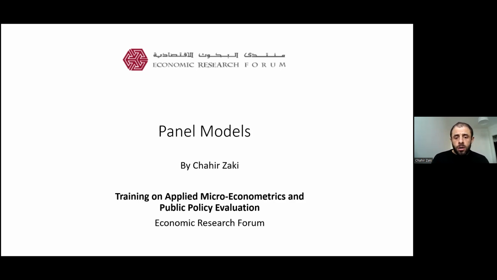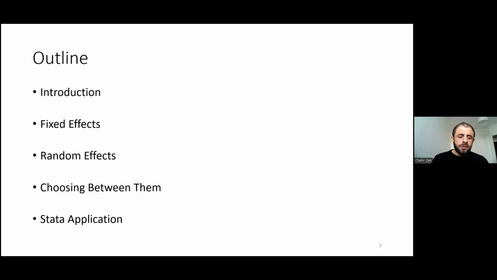So for the panel models, I will proceed as follows. I will start with the general introduction, then present the fixed effects, the random effects, how these two approaches can help us address part of the problem of the identification that we talked about last week, and then how to choose between them. Then we're going to see a data application, a general one, and then a more focused one using the labor force survey, the Egyptian labor market panel survey that is available on the website of the Economic Research Forum.